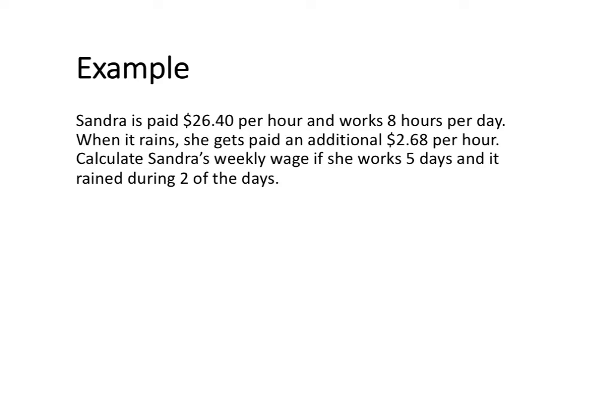In the example, Sandra is paid $26 per hour and works 8 hours per day. When it rains, she gets paid an additional $2.68 per hour. So we want to calculate Sandra's weekly wage if she works 5 days and during that 5 days it rained for 2 days. To complete the calculation, we'll first calculate the normal wage that Sandra will get paid.